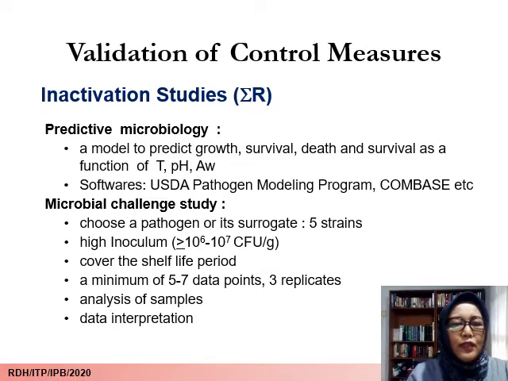We also can do the validation using a microbial challenge study, generally by choosing a target pathogen or its surrogate consisting of 5 strains, inoculated with a high number of bacteria, million to 10 million colony forming units per gram. The study has to be done to cover the shelf life period with a minimum of 5 to 7 data points and 3 replicates. Analysis of samples and data interpretation is then done.